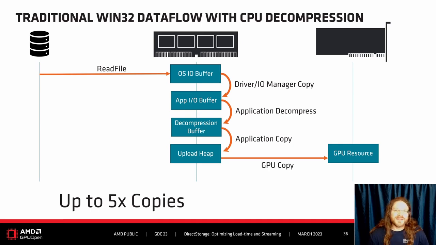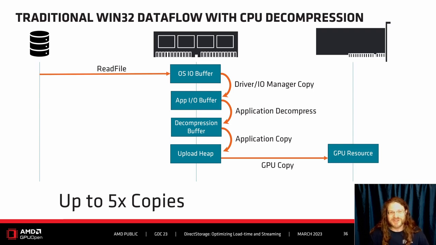If we add in CPU decompression to this common pipeline, which is common as well, it adds in another set of copies. So first, the application requests to read a file. That is read into an OS IO buffer. The application IO, the driver or IO manager copy that into the application IO buffer. The application decompresses that into a decompression buffer, which is then copied into an upload heap, and a GPU copy is created into the GPU resource, and that is up to 5 copies.